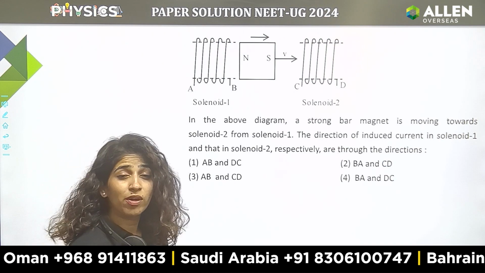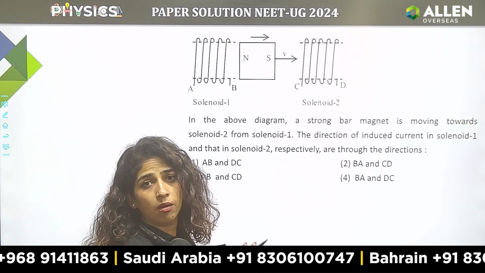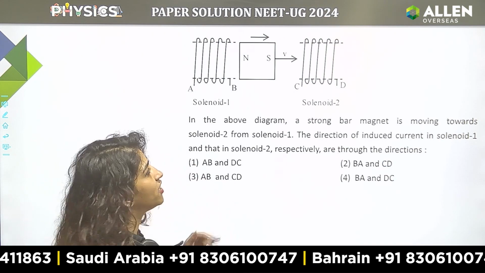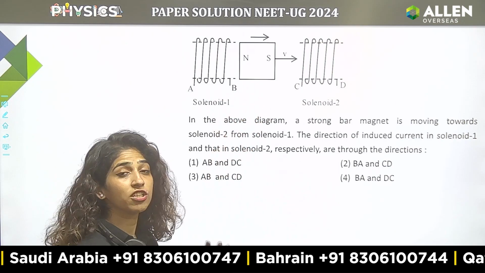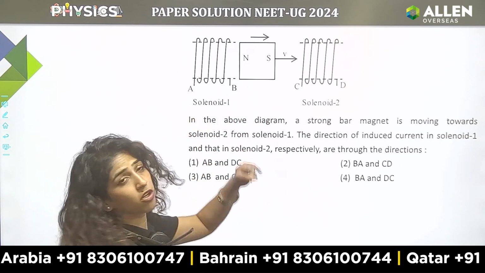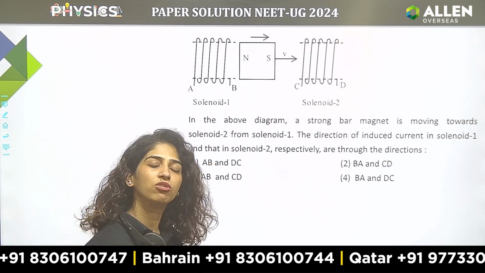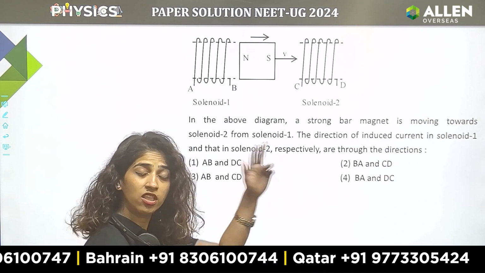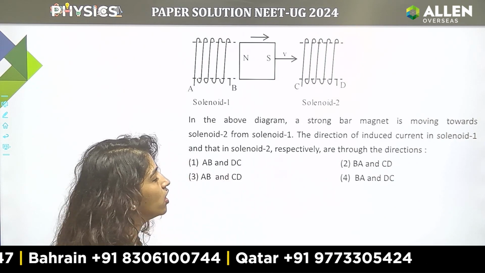Now, next question is from induced EMF. Let's see, there is a magnet which is in motion and there are two solenoids. Now, we have to find out the direction of induced EMF in the two solenoids. Let's see how we approach it.